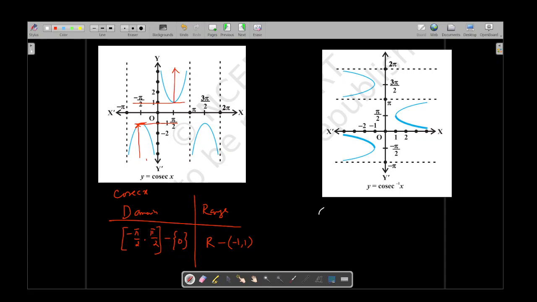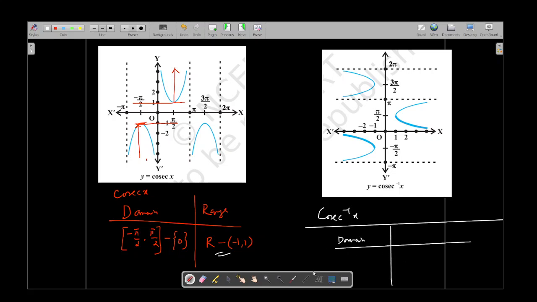And for cosecant inverse of x, I can simply write the domain as R minus (-1, 1), and the range as minus pi by 2 to pi by 2, except 0.